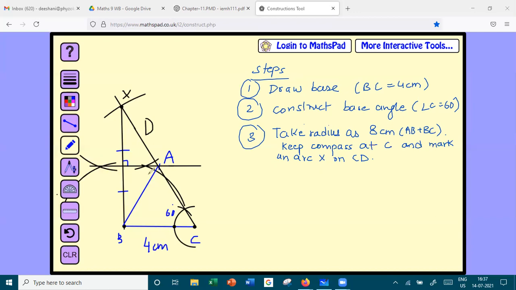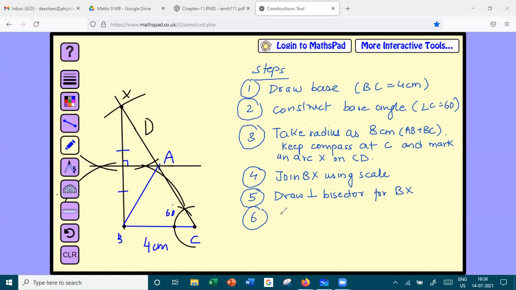Mark an arc X on CD, right? That we've done. Now what we do is we join BX using a scale. Next thing we do is draw the perpendicular bisector. This is the symbol for perpendicular, a small 90 degree mark. Draw the perpendicular bisector for BX, that's what we did. And then extend it to CD, and the point where it cuts CD is point A.